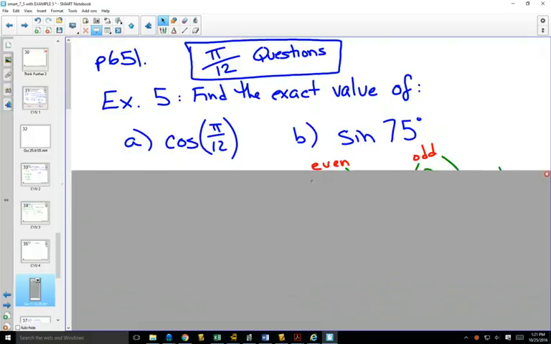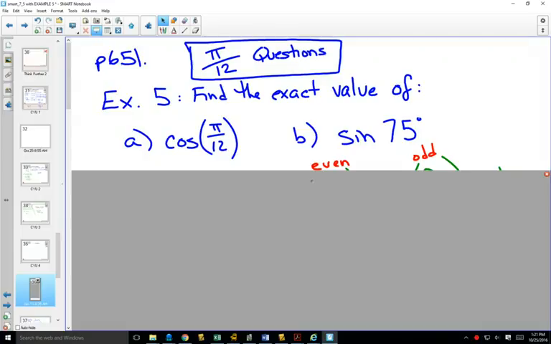This is going to be our question. Example 5. We want to find the exact value of cos of pi over 12. Now, we can also do it in degrees, so we can figure out one like sine of 75 degrees. 75 degrees would be that space between 60 and 90 that was missing on our unit circle.